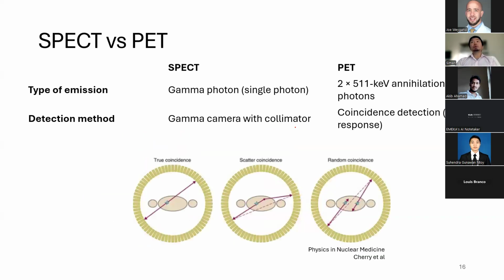For PET, we do not need the collimator. What we detect is a true coincidence, which is what you want, but you also detect scatter and random coincidences as well. Two annihilation photons go about 180 degrees from each other. You detect one here and one there within the time window, and this is your line of response. Of course, when you have scatter, the line of response gets corrupted, and when you have randoms, the line of response is also corrupted. But in PET, you do not need a collimator.